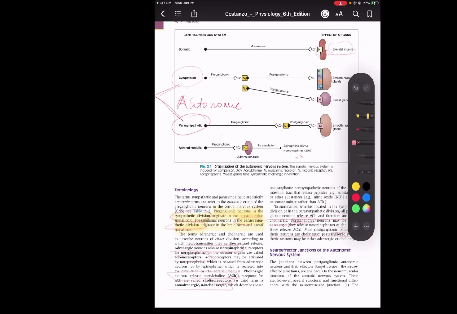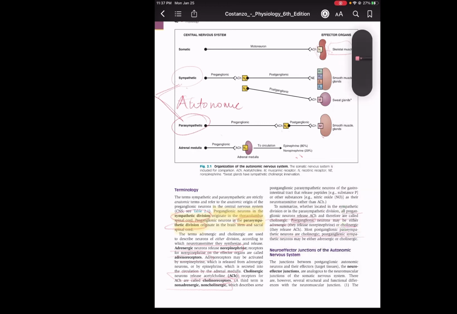And then we come to the parasympathetic, that is preganglionic, which connects to the acetylcholine receptors, that is nicotinic 2 receptors, and postganglionic to acetylcholine, and they are also connected to smooth muscle and glands. Then adrenal medulla: preganglionic acetylcholine, nicotinic 2 receptor, to circulation.